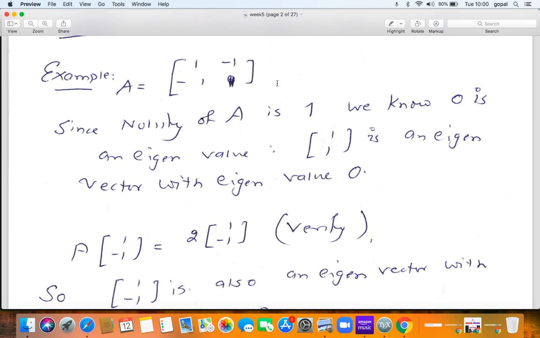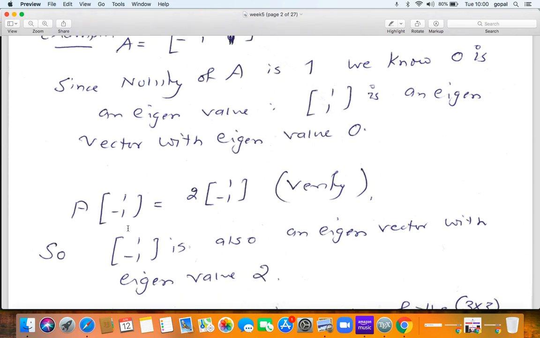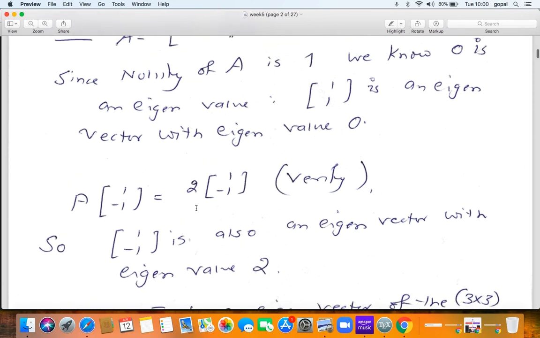Now, on the other hand, suppose I multiply A to (1, -1). Let us calculate A of (1, -1). If you do the matrix multiplication, you get (2, -2), which is 2 times (1, -1). So again, (1, -1) is an eigenvector and the eigenvalue is 2. So we got two eigenvalues, 0 and 2.